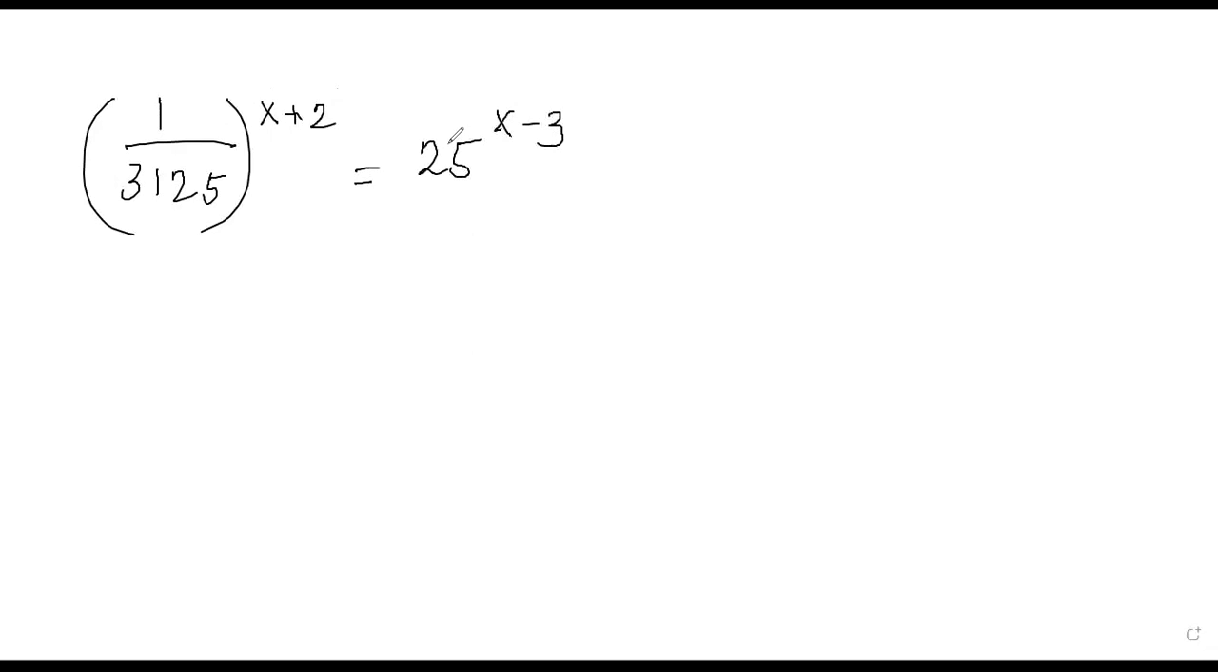So we have 1/3,125 raised to x plus 2 is equal to 25 raised to x minus 3. So ano yung gagawin natin, class? Okay, ang gagawin natin is dapat pareho yung base. Pero sa tingin niyo ba, mahanap natin agad yung base? Di ba medyo mahirap? So kailangan may gawin tayo dito para umangat siya, at para madali nating mahanap yung base.